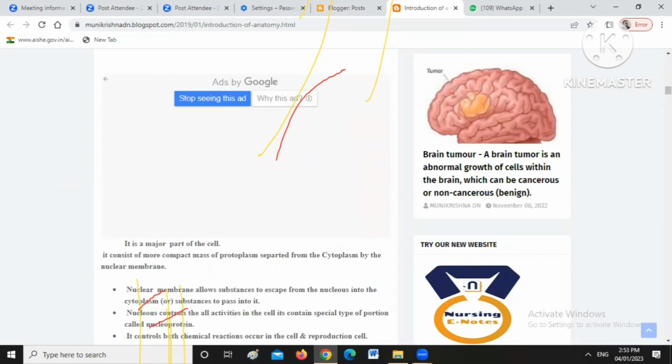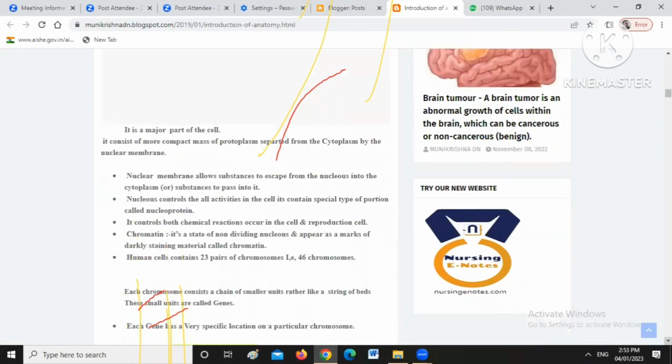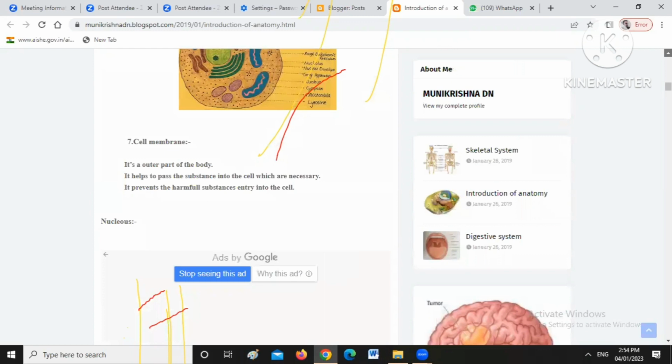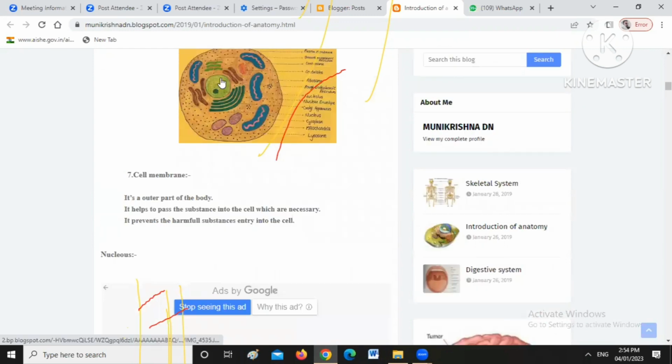Nuclear membrane allows substances system. Okay. Another one is the nucleus. It is a major part of the cell and it consists of a more compact mass of protoplasm separated from the cytoplasm by the nuclear membrane. See, this is the nucleus, this is the nuclear membrane. Outer of the nucleus, we call it as nuclear membrane.